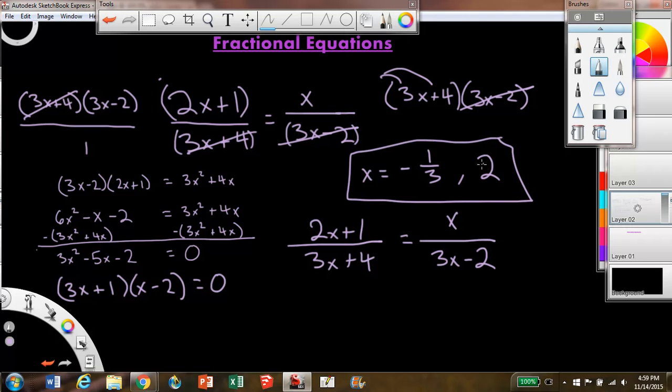Now, if one of these did produce a 0, we would just cross it out and say that's not a solution. If both of them produce zeros in the denominators, then this equation wouldn't have a solution. But for now, these are the solutions.